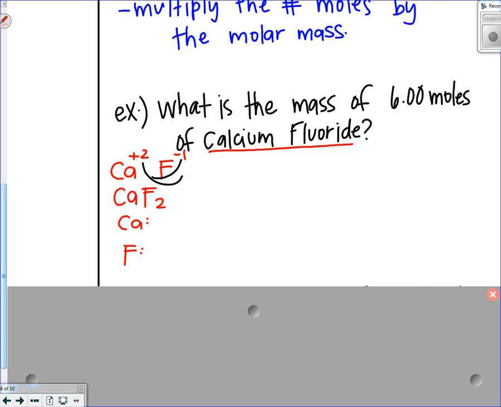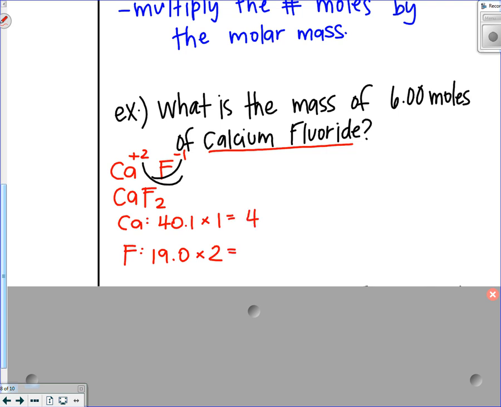When you do that, you find that calcium has a mass of 40.1. Remember, we're going to round to 1 decimal place. Fluorine has a mass of 19.0. Again, I got both of those numbers from the periodic table. Then we need to multiply each of those by the number of atoms of that element. For calcium, we only have 1 calcium. There's no subscript, so we assume it's 1. So 40.1 is multiplied by 1. For fluorine, we have a subscript of 2, so we multiply 19 by 2.